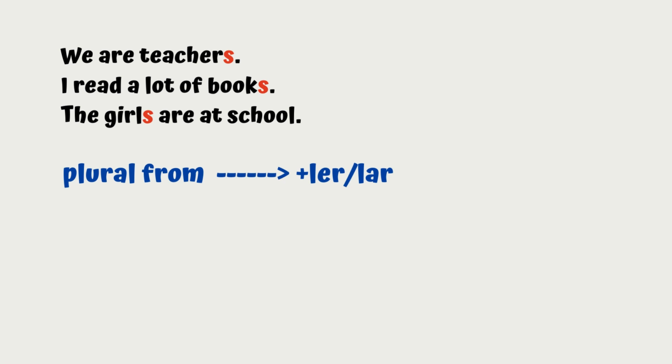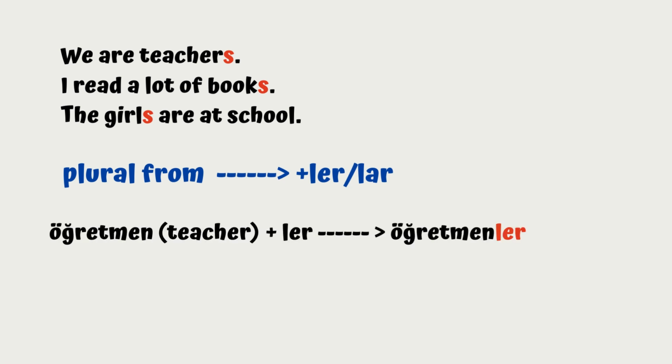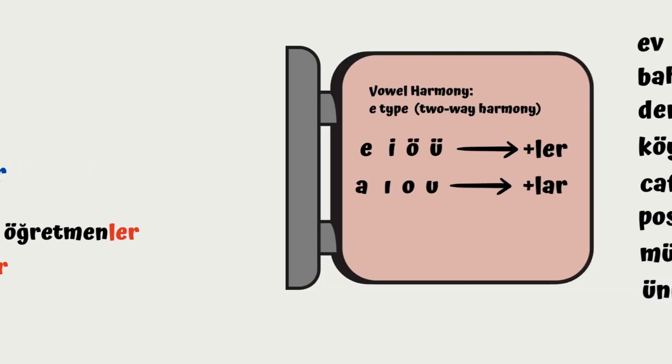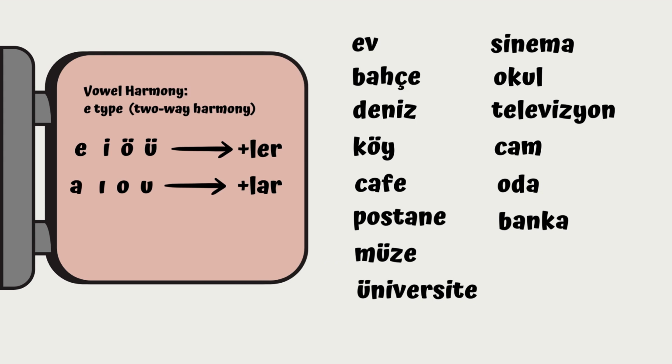So again, we apply the same vowel harmony rule. You have two options, ler and lar. So öğretmenler, for example, or kitaplar. Okay, we apply the same vowel harmony rule. It is the two-way vowel harmony rule, or A-type.